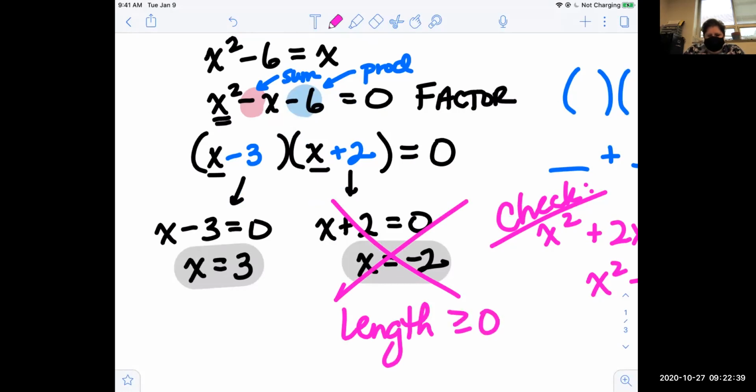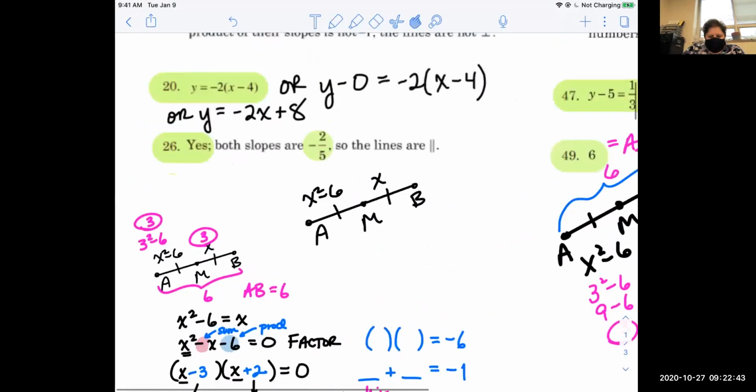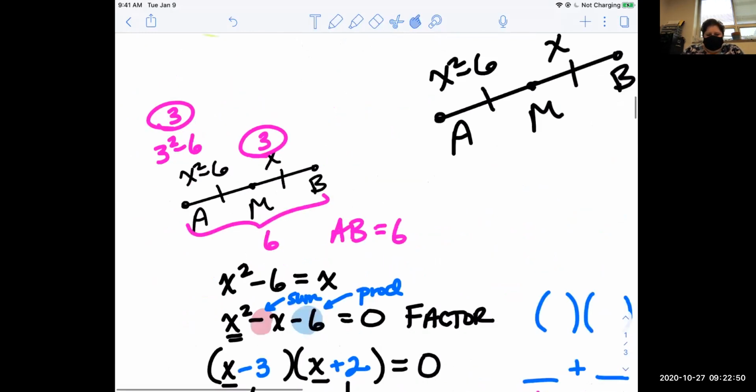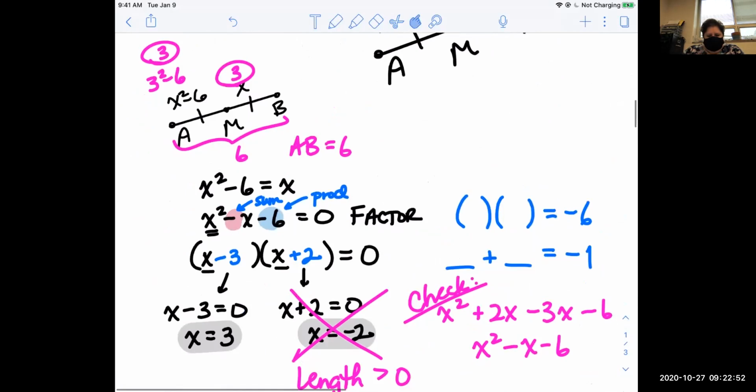Yes, it could be equal to 0. No, it really won't be on these problems. So if you try to put in -2 right here, that's not going to make sense, right? The length can't be -2, so that one gets thrown out. So that's why your answer is just AB equals 6.